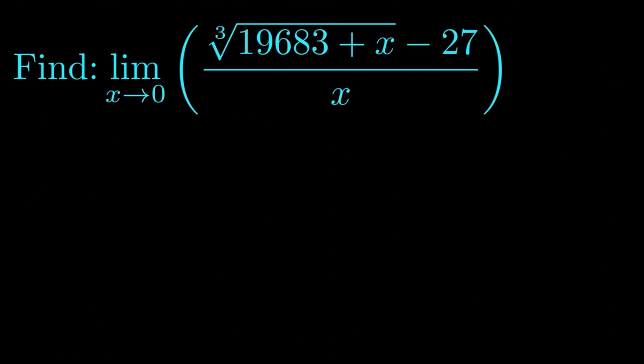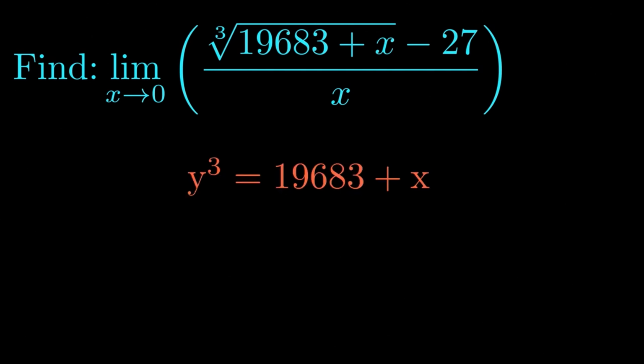To find the limit as x approaches 0 of the cube root of (19,683 plus x) minus 27, divided by x. Now, we can't just let x tend to 0 as we would be dividing by 0, so we have to rearrange our limit into a more suitable form.